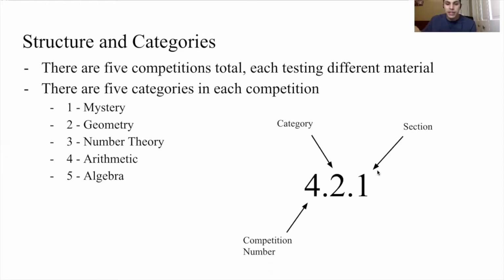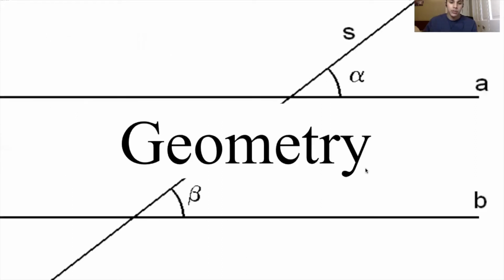And then I just break them down into different sections for organization. So the next number is just the first section of that geometry. So today's video will be labeled 5.2.1 because it's Meet 5 geometry, which is the 2, and then 1, because we're just starting the new section. So let's get right into geometry.